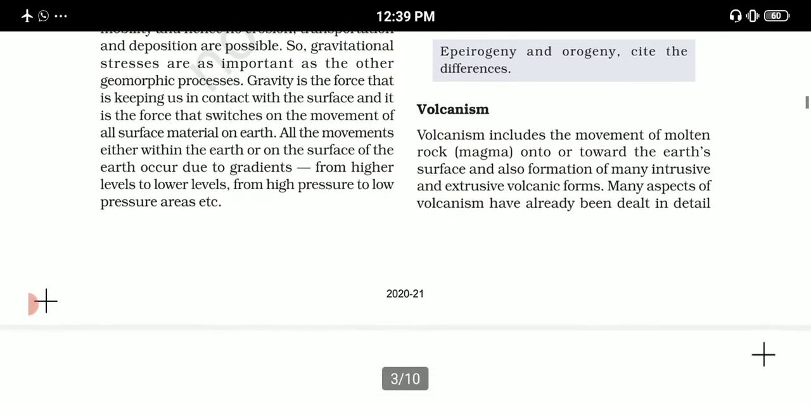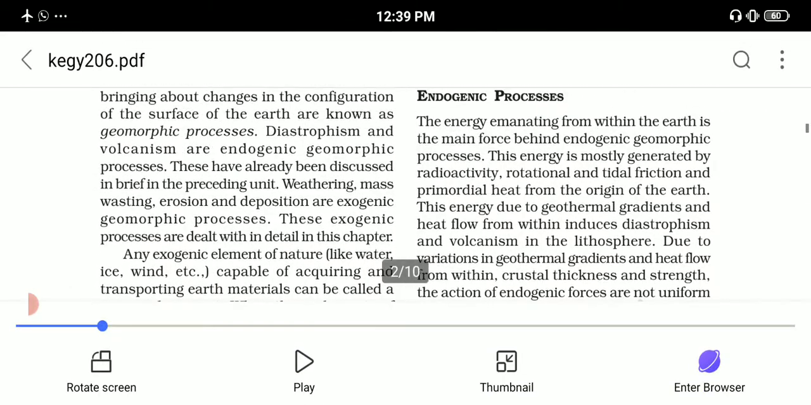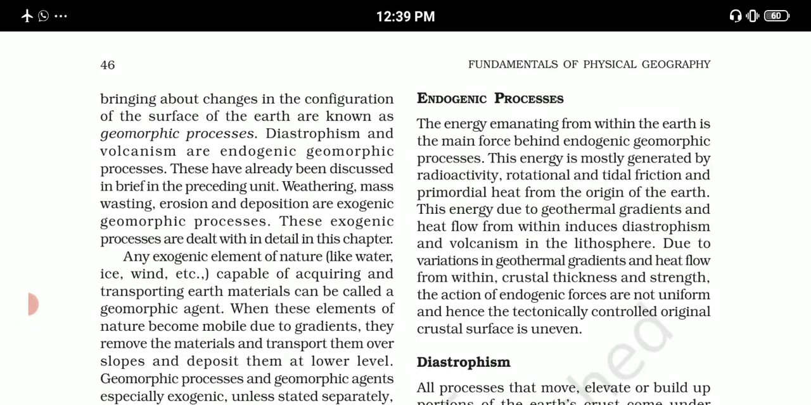Okay, so the next that we have is the endogenic processes. ओके, जिसको एंडोजेनिक को हम ये बोलेंगे जो पृथ्वी के अंदर, the earth के जो अंदर होने वाली जो प्रोसेसेस हैं. ओके, एक्सोजेनिक जो है वो अर्थ के आउटसाइड में होती हैं. ठीक है, अब अंदर जो इंटरनल पार्ट में है वो क्या क्या होगा, तो मेनली we will say the energy emitting from within the earth is the main force behind endogenic geomorphic processes. Okay, and what are the main ones, let's say radioactivity, rotational and tidal frictions, heat, origin of the earth.